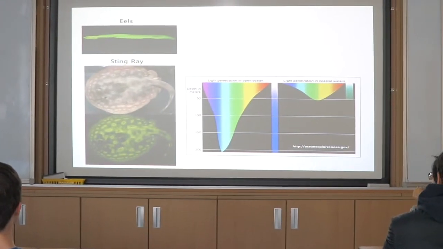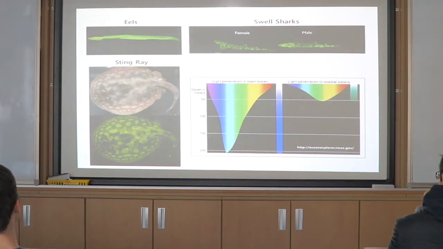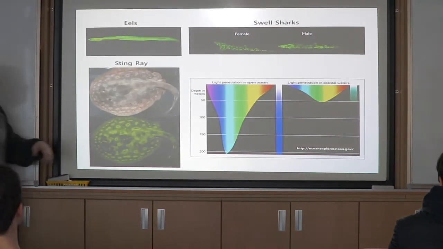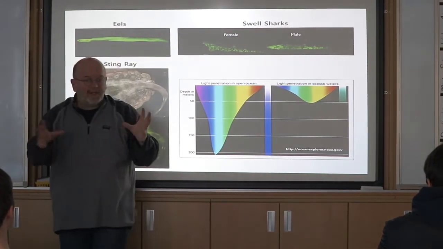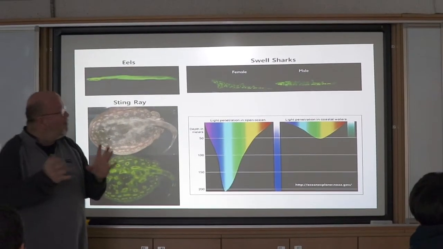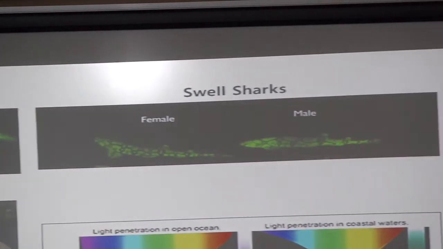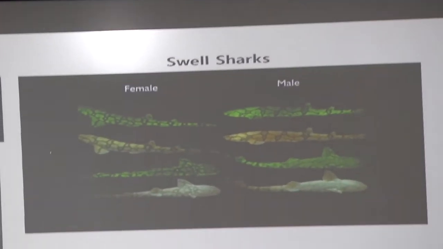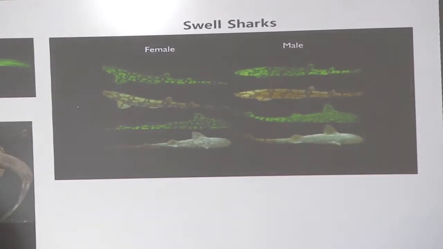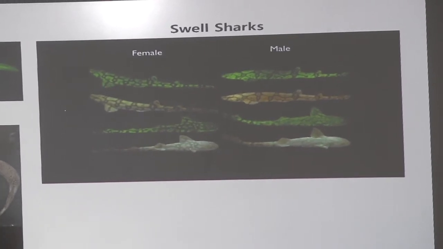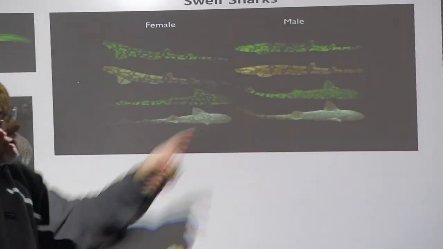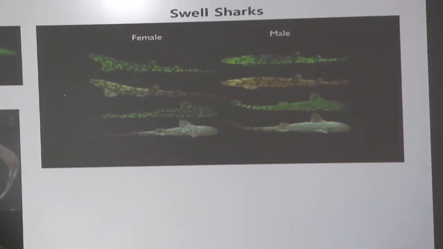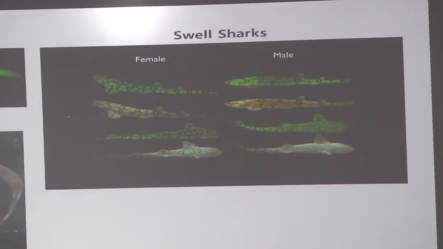So not only do eels and stingrays fluoresce, but also sharks. Swell shark here, you can see the female pattern, male. Very different pattern. The female's pattern tends to be more distinct, more tight. Male tends to be more splotched and spread out. But when you look at them under normal light, it's a lot harder to tell the difference between male and female. They look very similar. But under the fluorescence imaging, what the actual shark sees, it's easier to tell male and female from each other when you look at them from their perspective, not from our perspective.